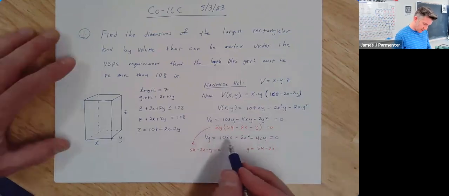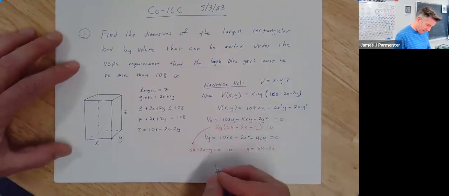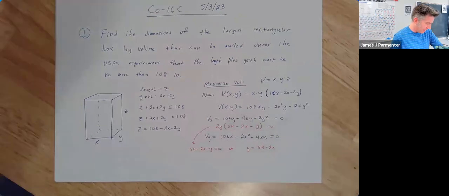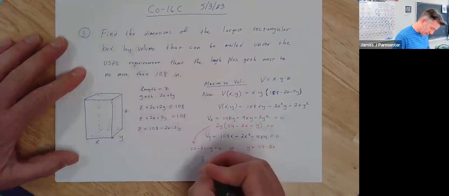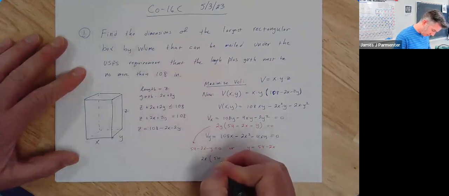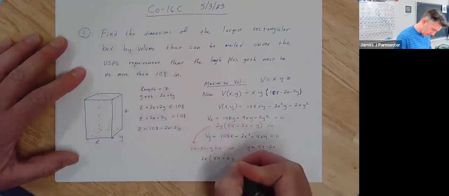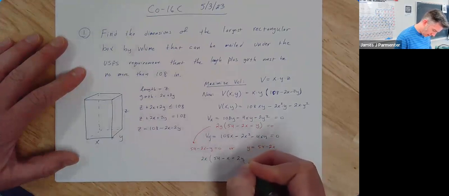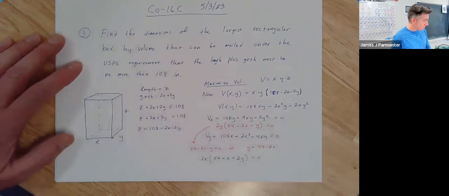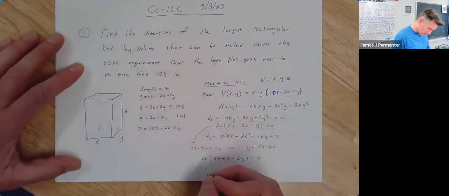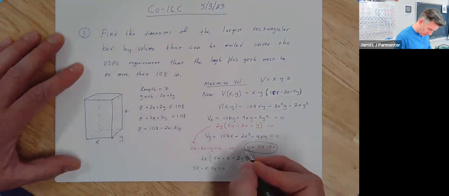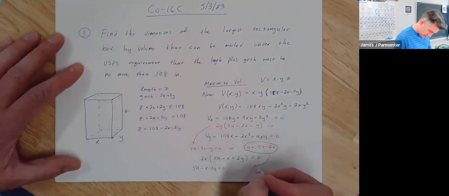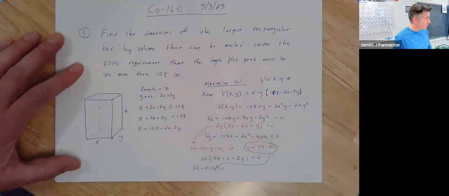In the same sort of way, this other equation here, I can factor out an x. If I factor out the 2x, I'm going to get 2x times 54 minus x minus 2y equals 0. And now that also means I'm going to have 54 minus x minus 2y equal to 0. And now if I plug this in for y, I'll have an equation with just x in it.